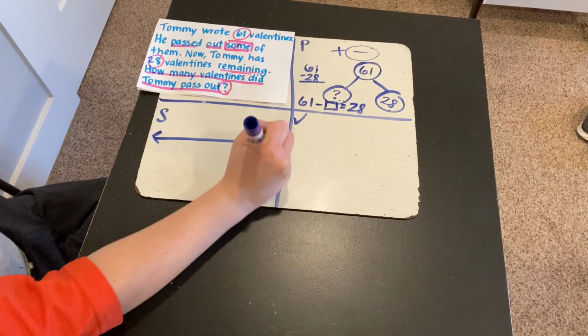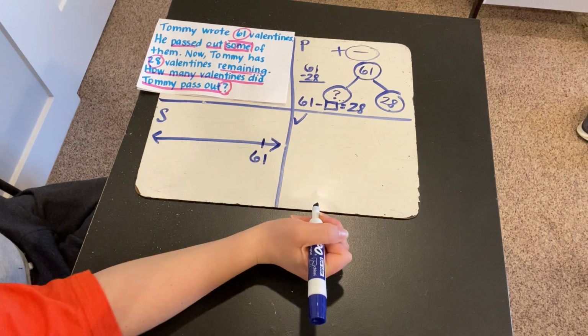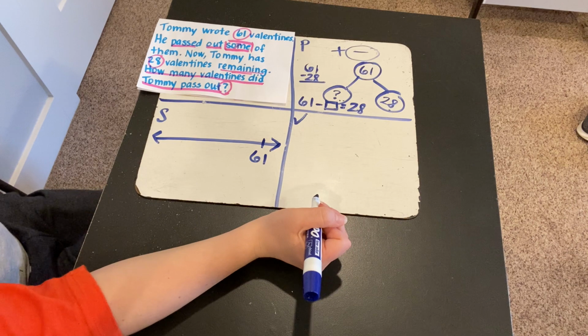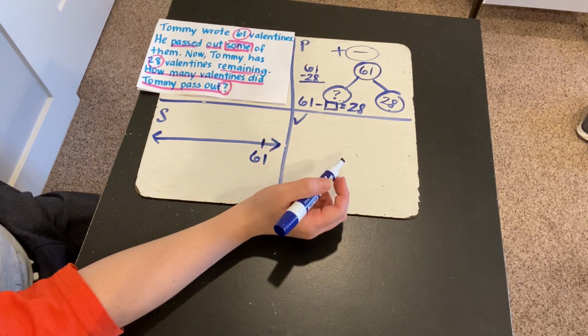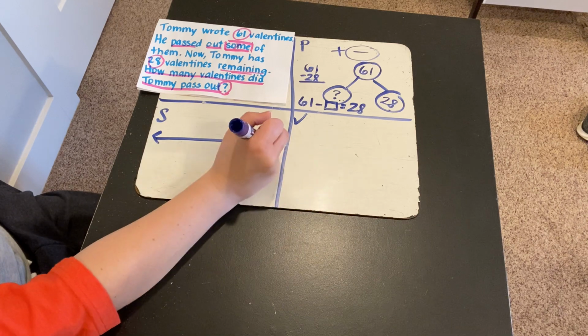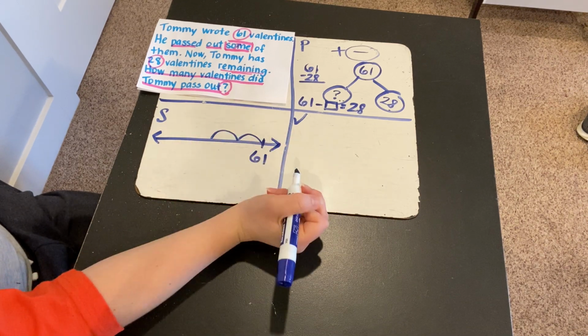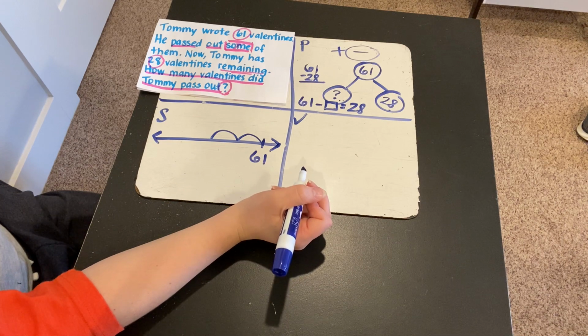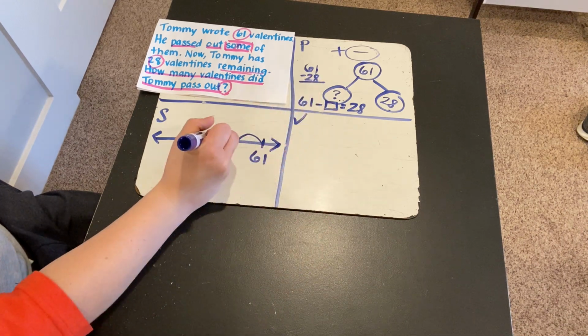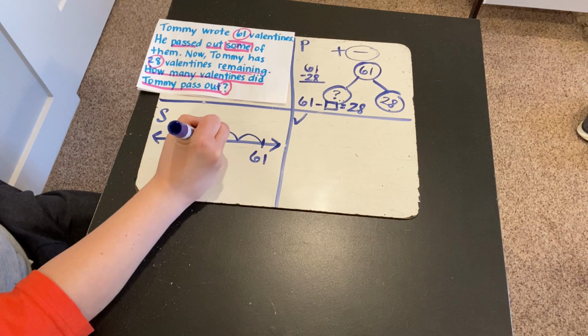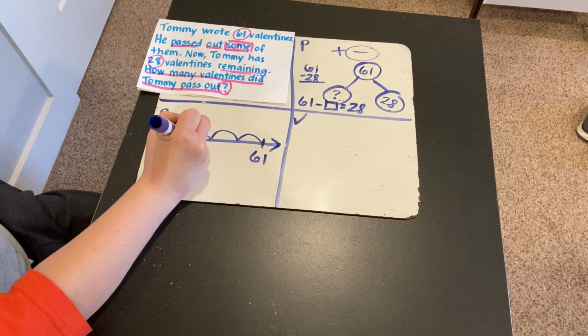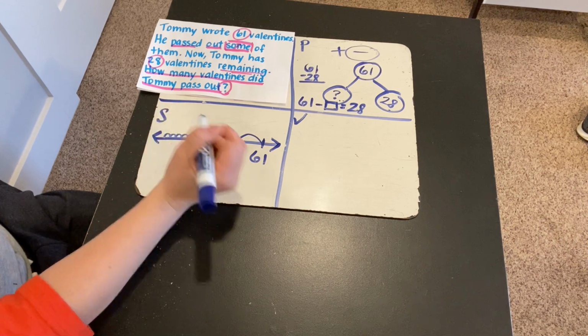All right, so Tommy started at 61 Valentines, and he passed out 28. We need to subtract 28. 28 has how many tens? 28 has 2 tens, so 2 10 jumps. 1, 2. And then 8 ones, so 8 1 jumps. 1, 2, 3, 4, 5, 6, 7, 8.